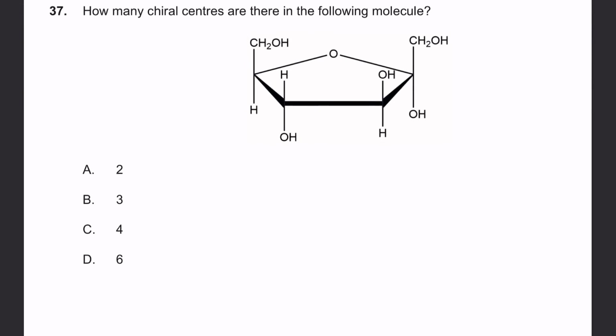Question number 37, how many chiral centers are there in the following molecule? Chiral center means all the 4 groups attached to this carbon should be different. Here you have one CH2OH, 1 H. This group, if you check via here, this one and this part, these two are different. So this is a chiral center. The next one is this one. This one has OH here, this one has H here. If you check these two parts, they are different. Okay, so this carbon is also chiral.